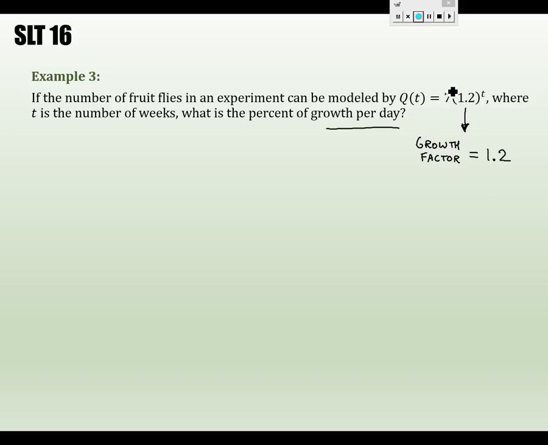Oh, and by the way, before we get any further, what does the 7 indicate? Well, I think we can all agree that the 7 is the initial fruit fly population, isn't it? Population at time equals 0, the beginning of our experiment. So that's seven fruit flies we're starting with, and then after 1 week we have 1.2 times as many fruit flies, et cetera, et cetera. And after 2 weeks we have multiplied by 1.2 twice, 1.2 times 1.2 times 7 originally.